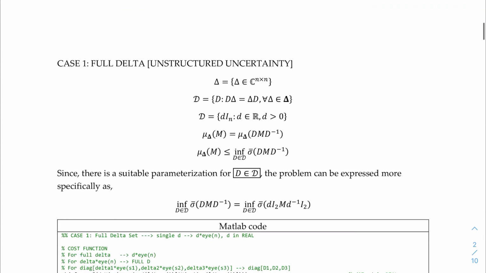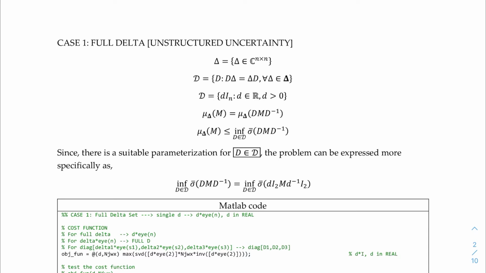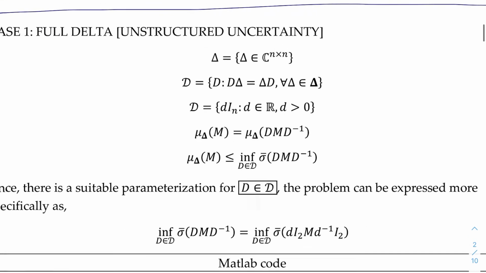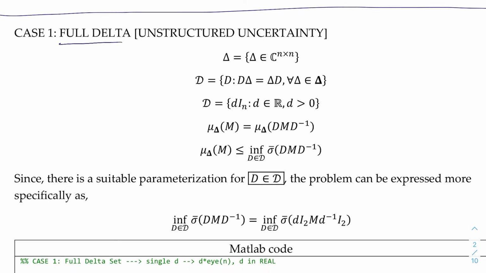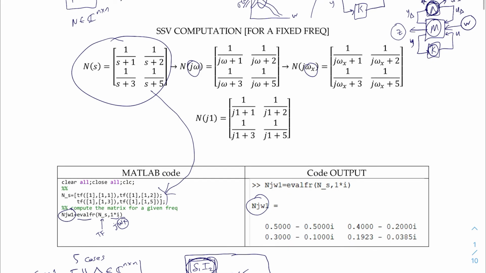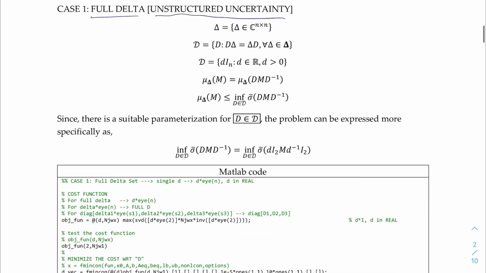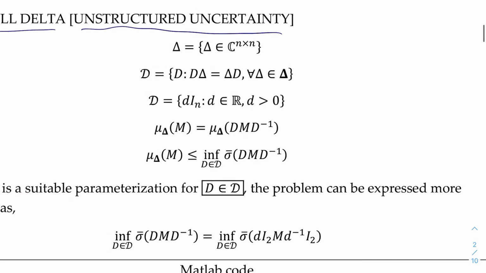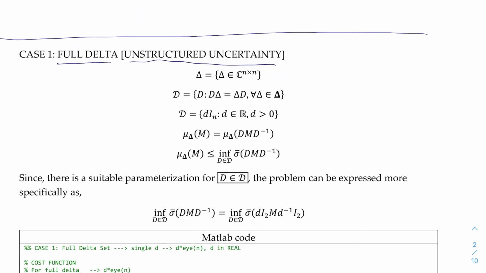All right, so let's move on. This is case 1. Here it is called full delta, meaning unstructured uncertainty, right? Okay, and what was our N matrix? Let's record that for that: 1 2 3 5. Okay, let's record that: 1 2 3 5, right?